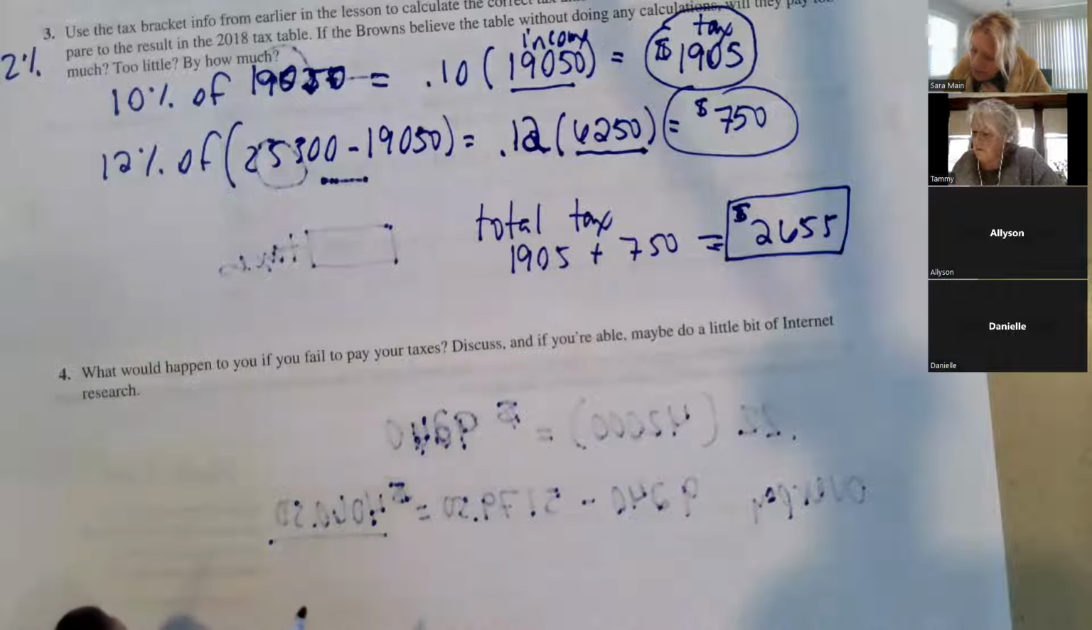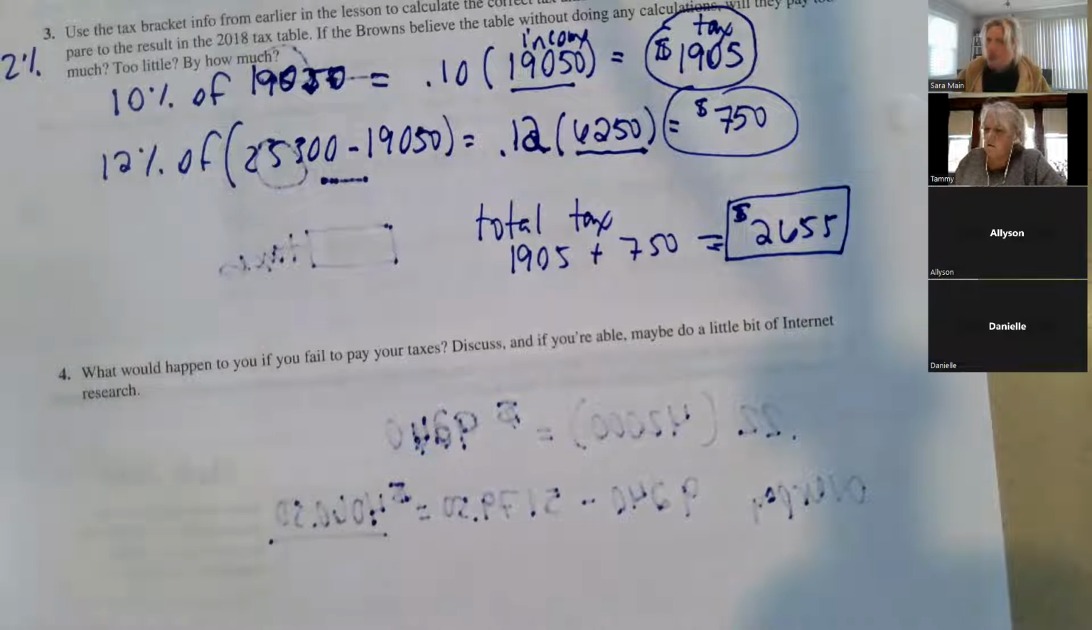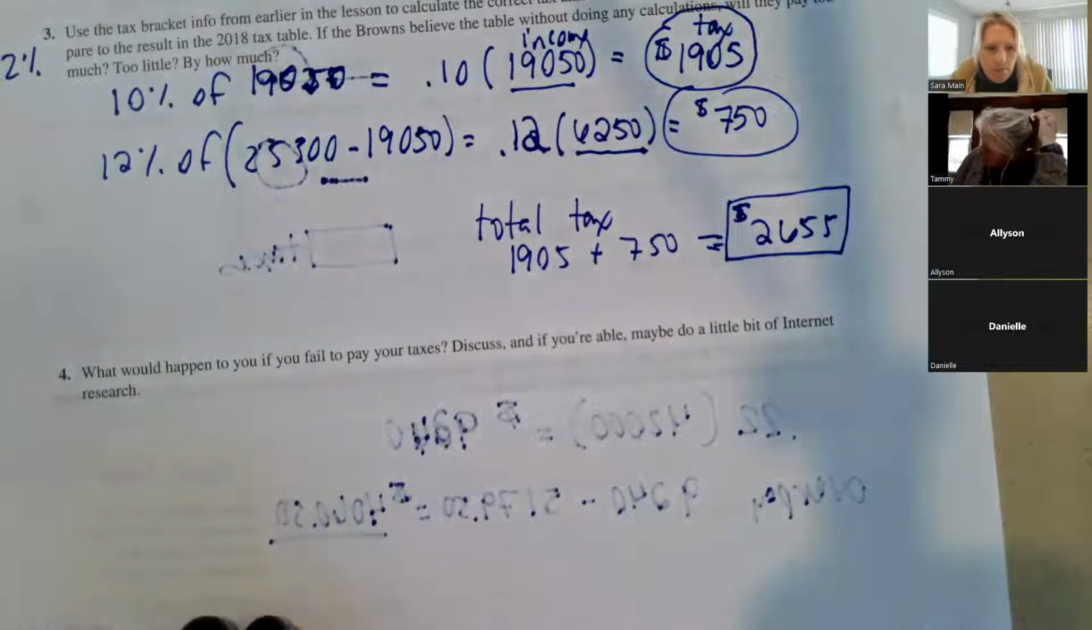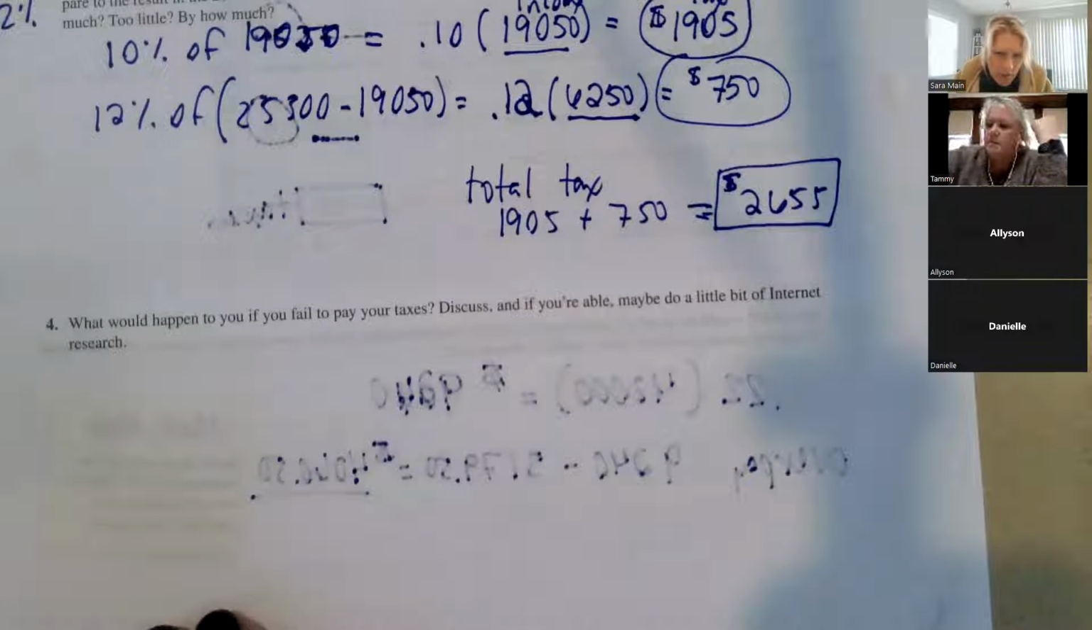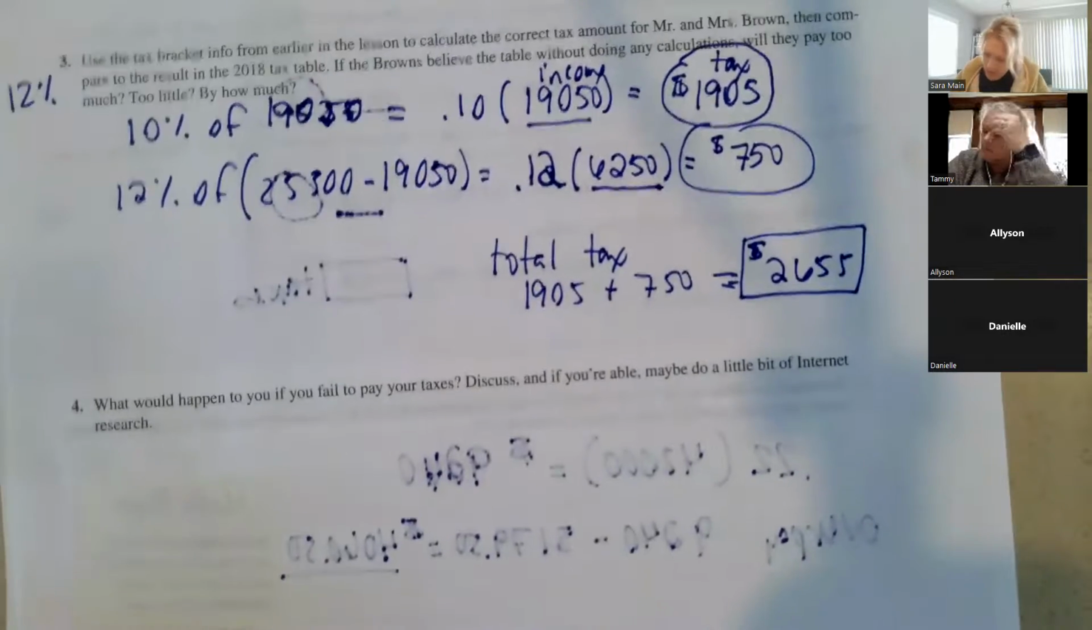Okay. So it says, what would happen to you if you failed to pay your taxes? Discuss, and if you're able, maybe do a little bit of internet research. I don't know. I know that if you're not sure what they're going to be, or you're struggling to pay them, I know that you can file a deferment, right? So that you can pay them later. Because sometimes things happen where somebody will leave a job and they'll get paid an extra chunk of money, and so then they owe a bunch of taxes because the company didn't take that out. There are some weird things that can cause that situation.